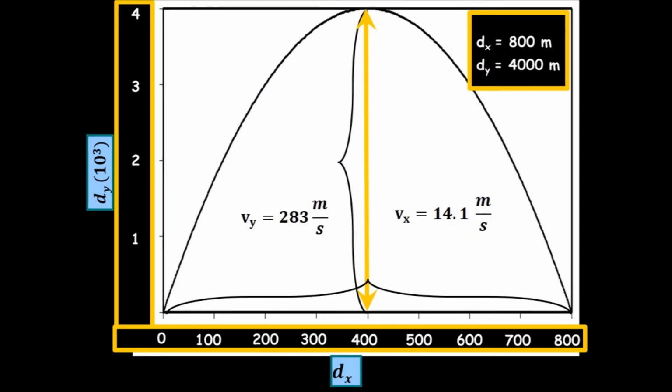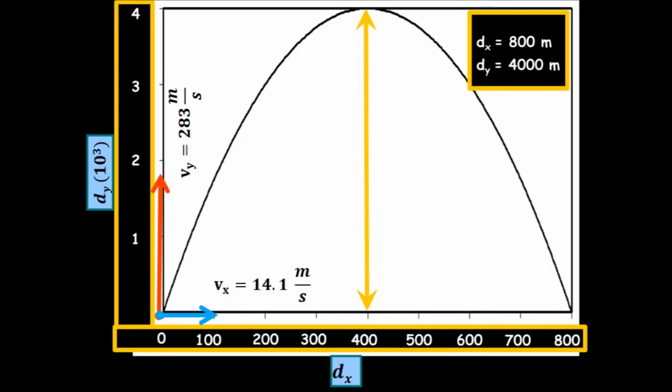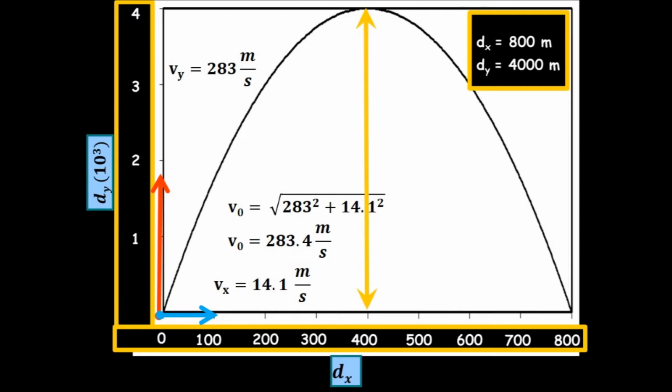So here's a summary of what we have after the first batch of calculations. Vy is 283 meters per second, and Vx is 14.1 meters per second. So in order to find the V naught, it's going to be V naught equals root Vy squared plus Vx squared, and that's going to be 283.4 meters per second. That is V naught.